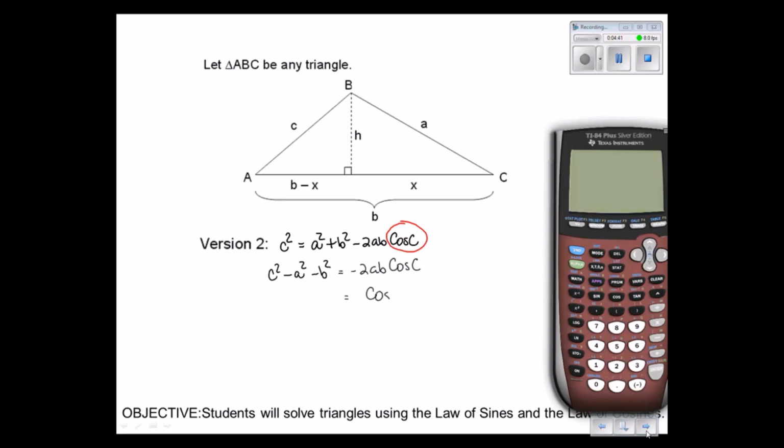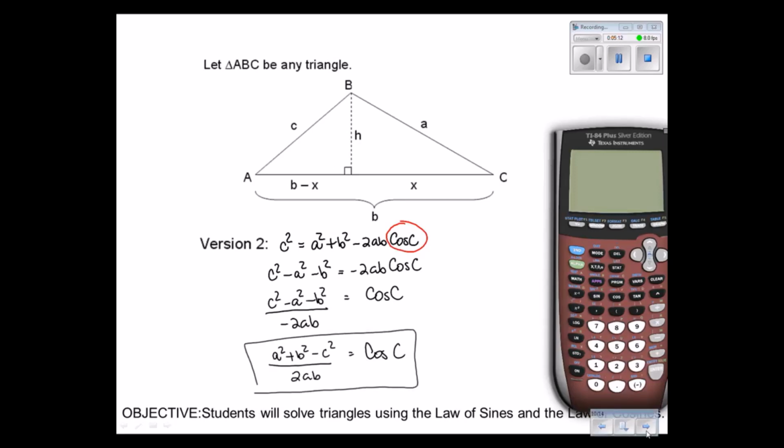I want cosine C by itself, so I could divide that by negative 2AB. And then finally, multiplying through by a negative 1 over a negative 1 will give you A squared plus B squared minus C squared over 2AB. So just multiply through by a negative 1 and rearrange it, and then it will match the formula in your little box. All right, so that's where the two versions come from. So now let's use it.